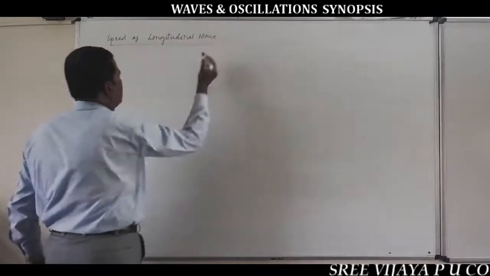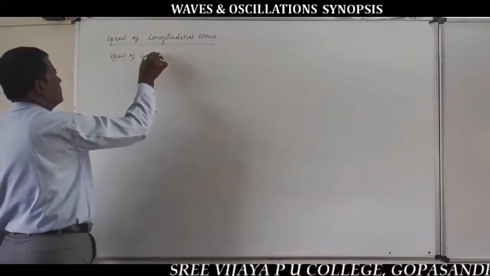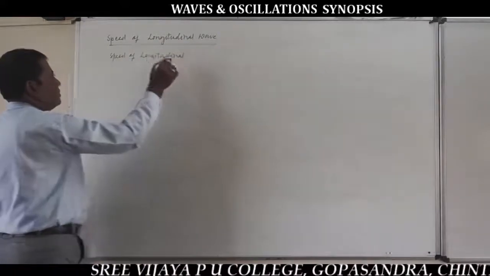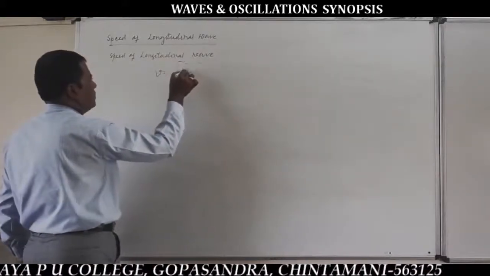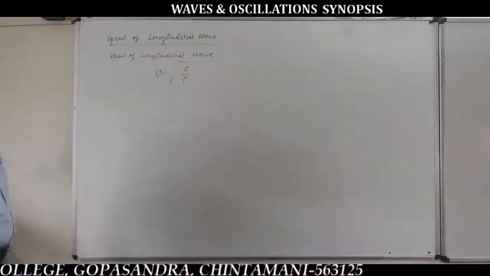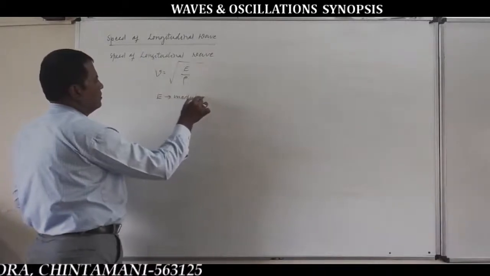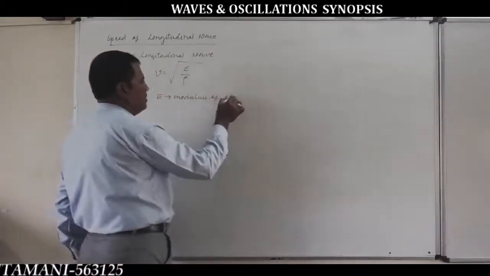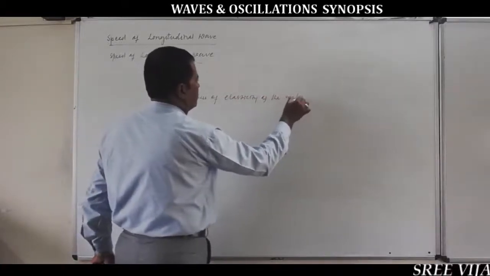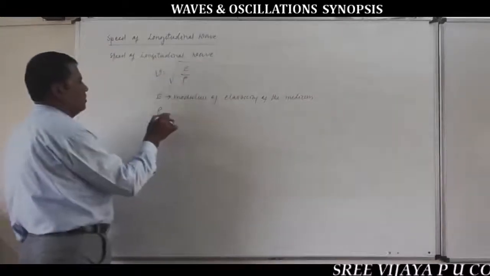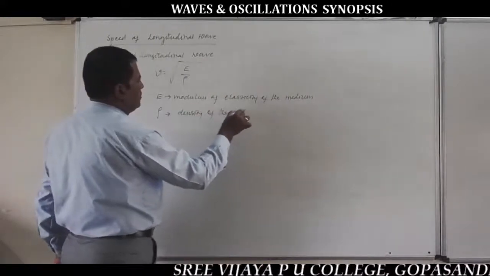Speed of longitudinal wave. The speed of a longitudinal wave is given by V is equal to square root of E by rho, where E is the modulus of elasticity of the medium, and rho is the density of the medium.